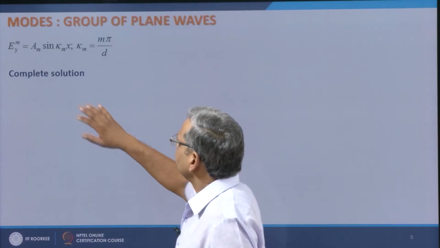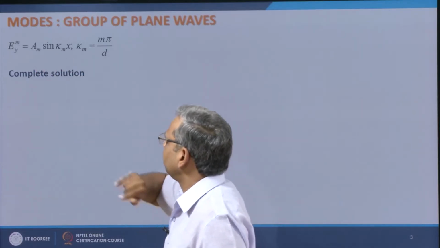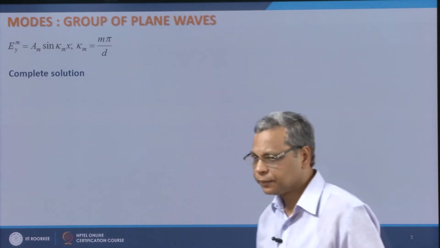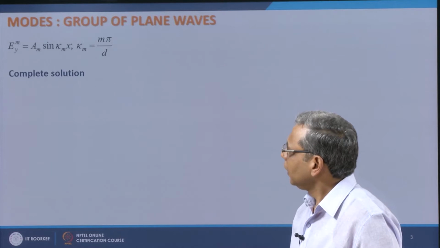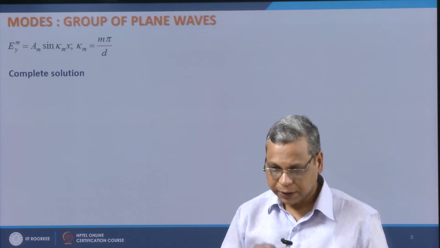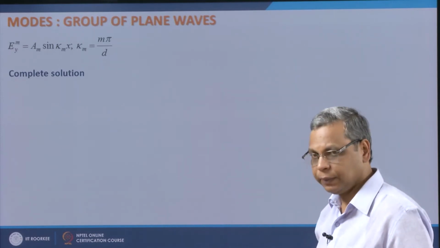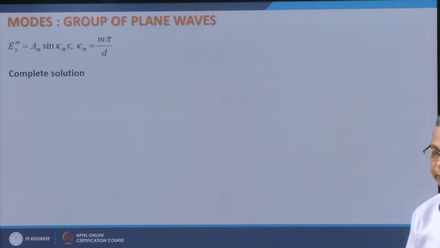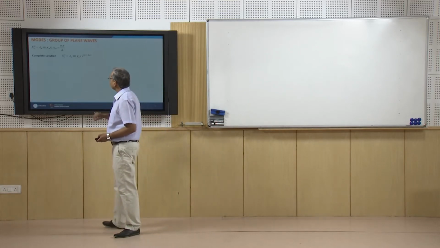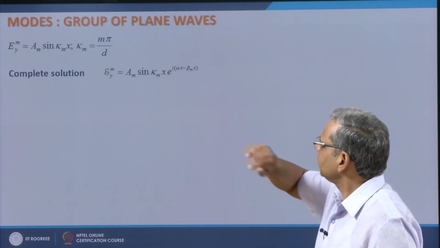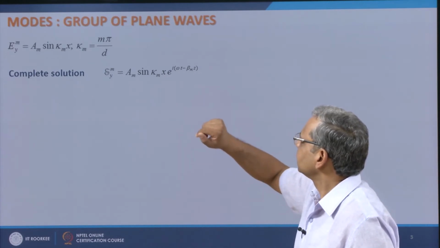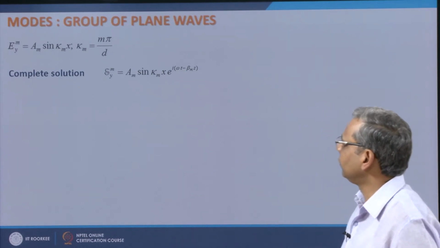The field is am sin kappa m x, where kappa m is equal to m pi over d. This is only the Ey m of x part of the solution. Remember that there are t and z parts also. So, if I write down the complete solution, it is sum of am sin kappa m x e to the power i omega t minus beta m z.